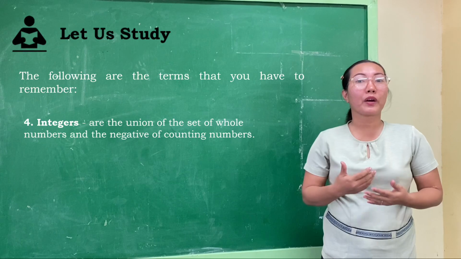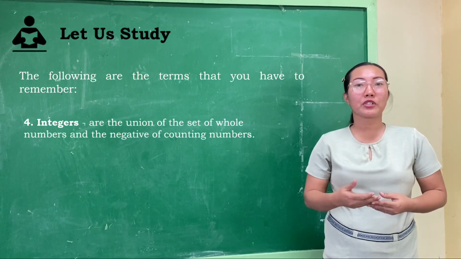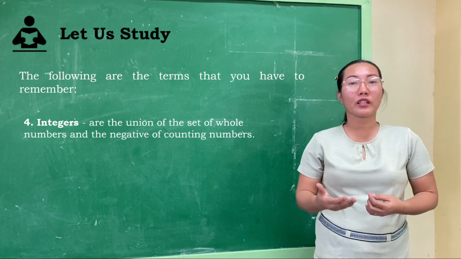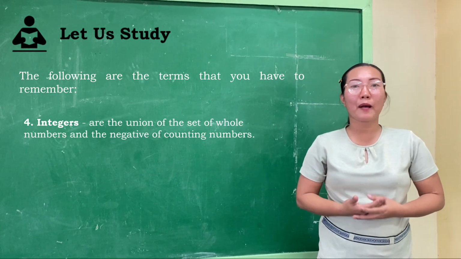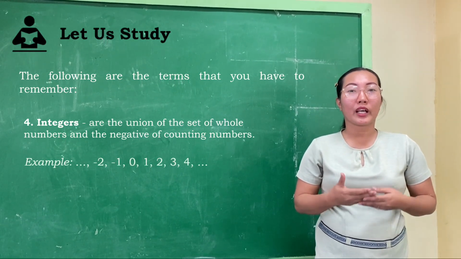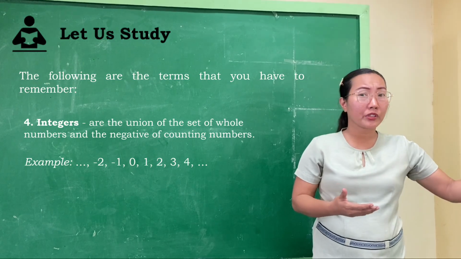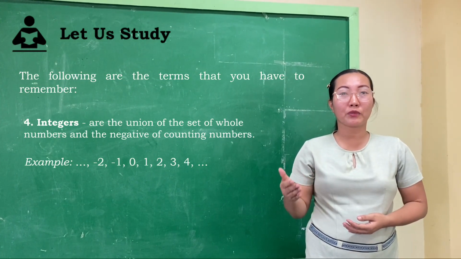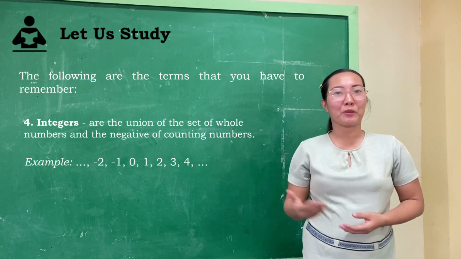So let us define first the integers. Integers are the union of the set of whole numbers and the negative of counting numbers. Example, we have -2, -1, and all other negative numbers, 0, +1, +2, and all other positive numbers.